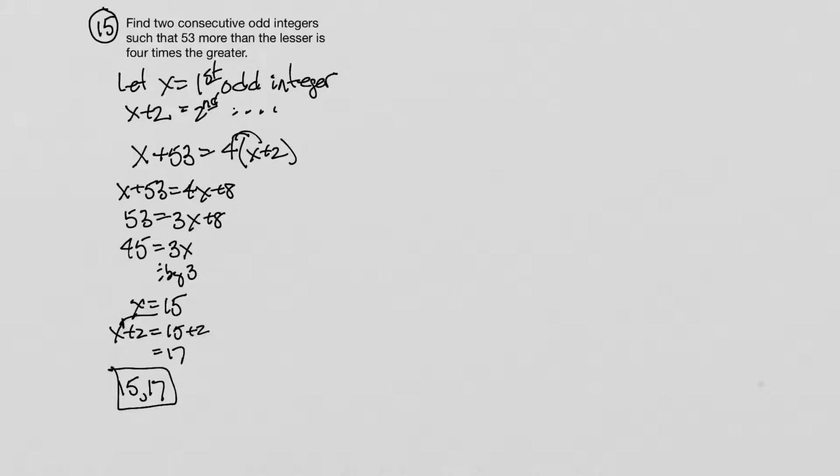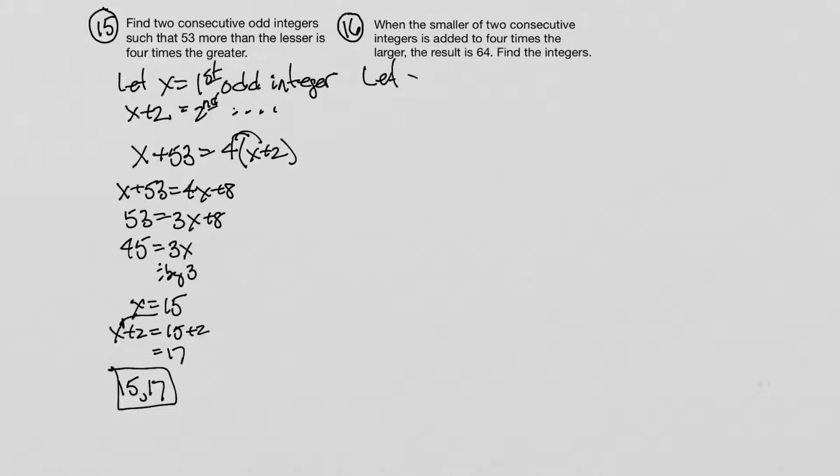There we go. Number 16 tells us that when the smaller of two consecutive integers, not odd or even, just two consecutive integers, is added to 4 times the larger, the result is 64. So what we're doing is we're adding two consecutive integers in a way, and we want to find the integers. So they're two consecutive integers. So let's do this. Let x equal the first integer, and then what's the second? What's the next integer? They're consecutive, right? So it's just x plus 1.